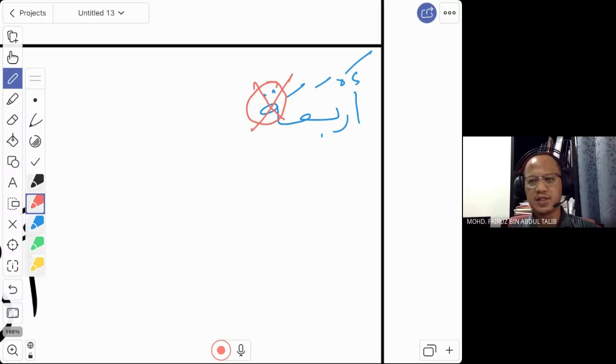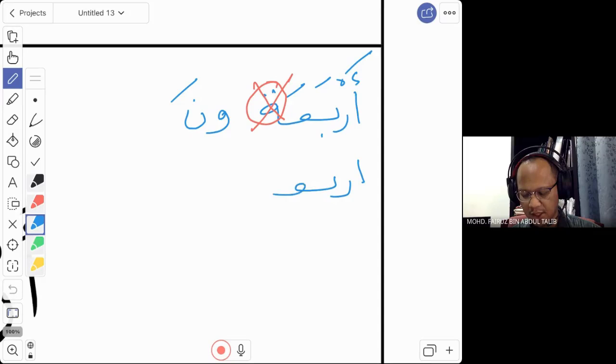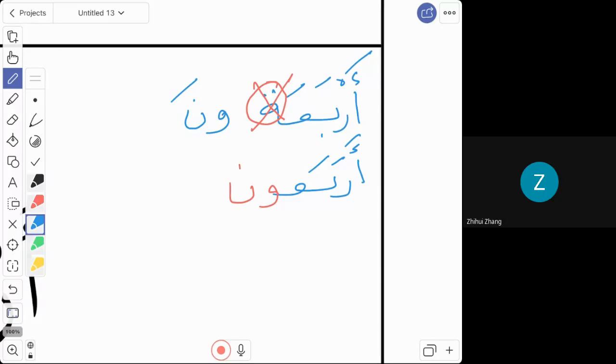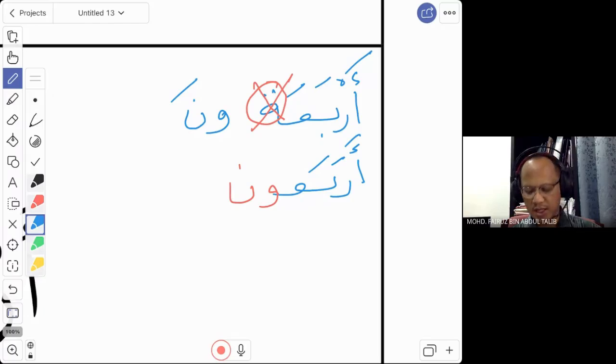What do you do next? Similar to 30 just now, what do you add? The two letters. You add the letter waw and also the letter nun, and then you combine the two words. Arba, and then you combine it to the waw and nun. Now, how do we read the word? Arba'un. Yes, correct, Salima. Arba'una. This is how we write the number 40.